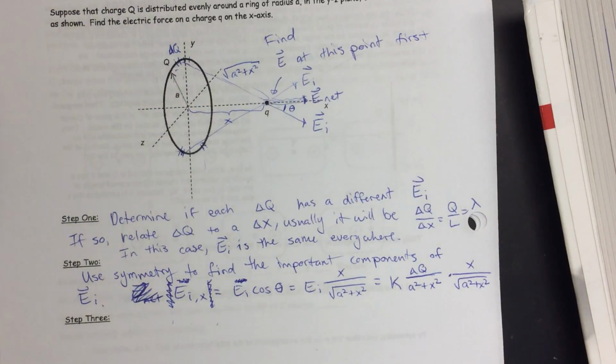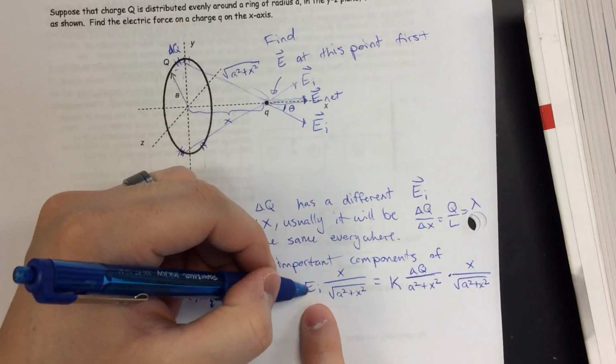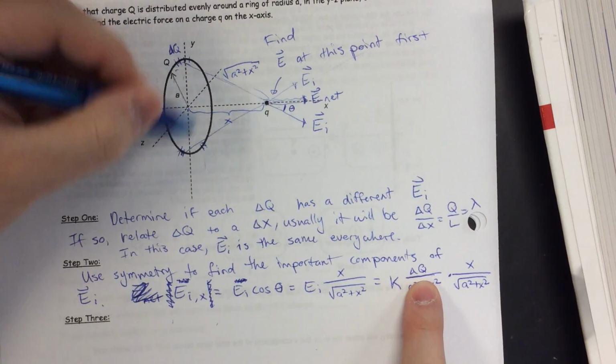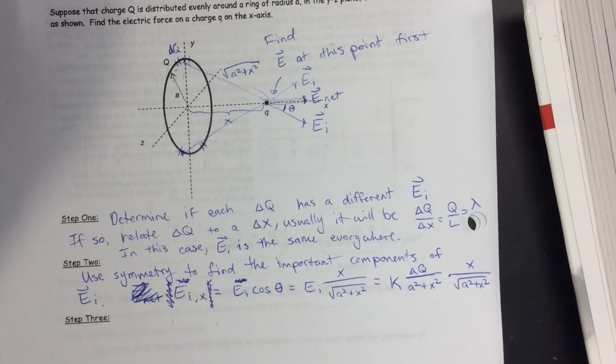Okay, and then why are we using delta Q? Delta Q because we're looking at the electric field due to just that segment. Oh, yeah. Right. And not the full thing. Good questions. Very, very good questions. Any other questions?